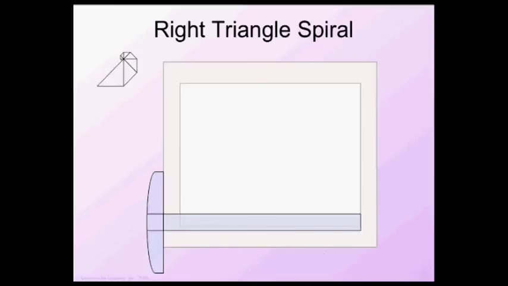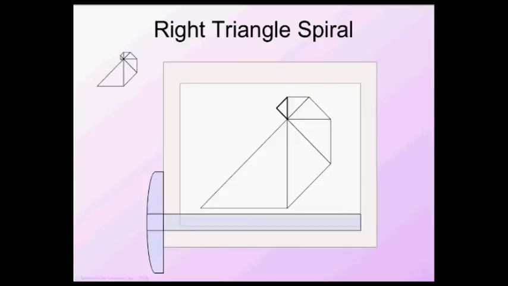Let's look at the right triangle spiral. I'm going to do half of a square, so it's a right triangle, and I'm going to build off of that and spiral my way around. Isn't that pretty?